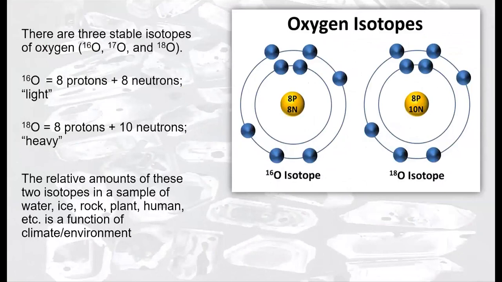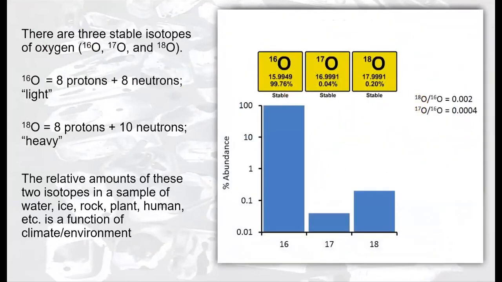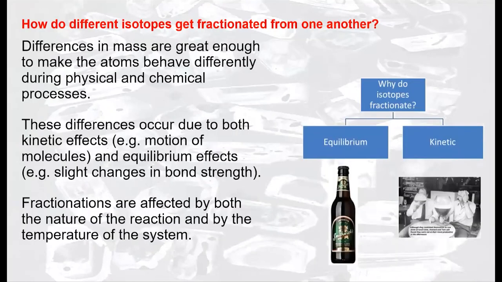So there are three stable isotopes of oxygen, 16, 17, and 18, and it's the relative amount of these isotopes that gives us a signature. So the question is, what affects the relative amount of these isotopes? There are two main processes we need to think about that fractionate isotopes of oxygen. The two processes are kinetic fractionation and equilibrium fractionation. I'll talk a little bit about each of these.